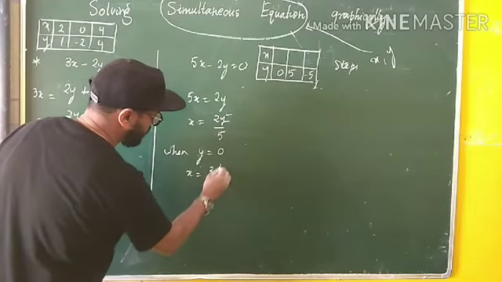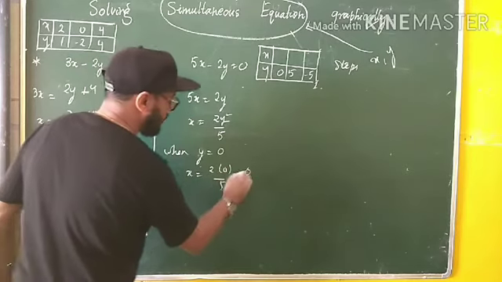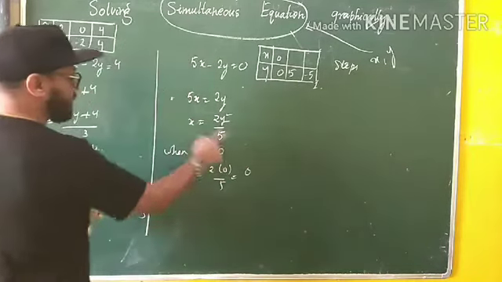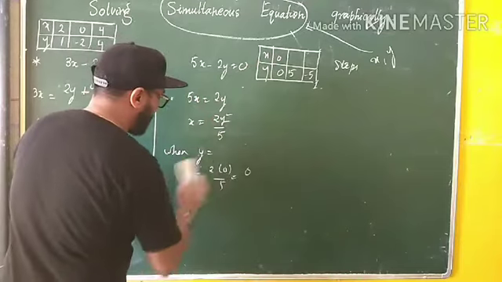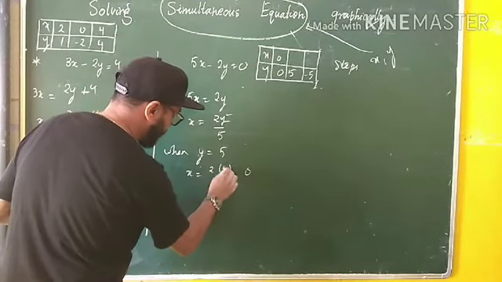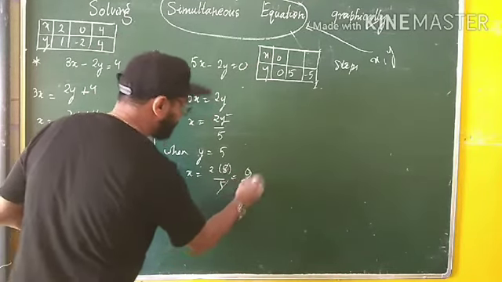So x is equal to 2 into 0 by 5. So the whole thing will be 0. So when y is equal to 0, x is also 0. So when y is equal to 5, then this is your 5. 5 will get cancelled, so we'll get 2.